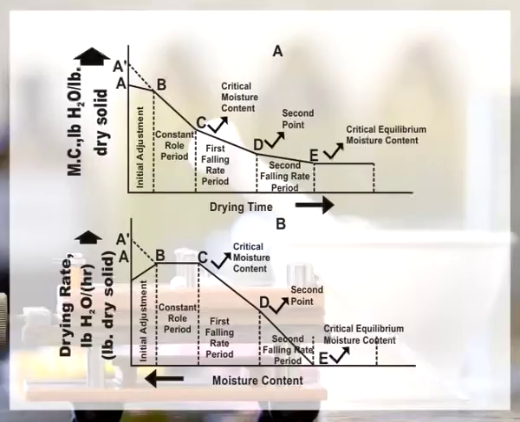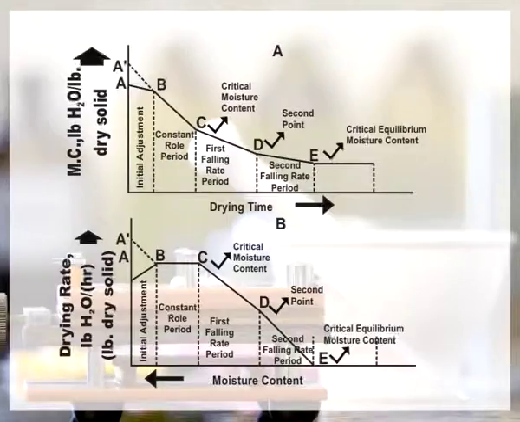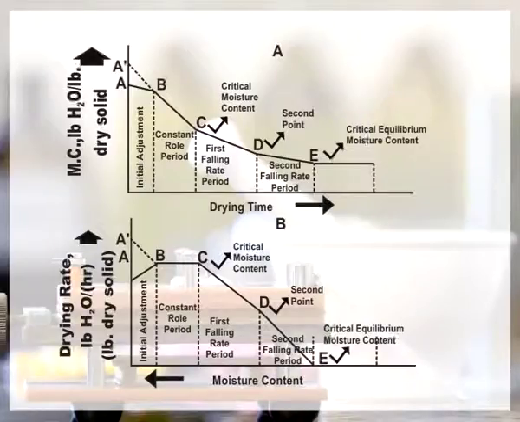The second rate period is the falling rate period, and it eventually tends to nearly horizontal at very long times. The product moisture content is then constant at the equilibrium moisture content, where it is in practice in equilibrium with the dehydrating medium.